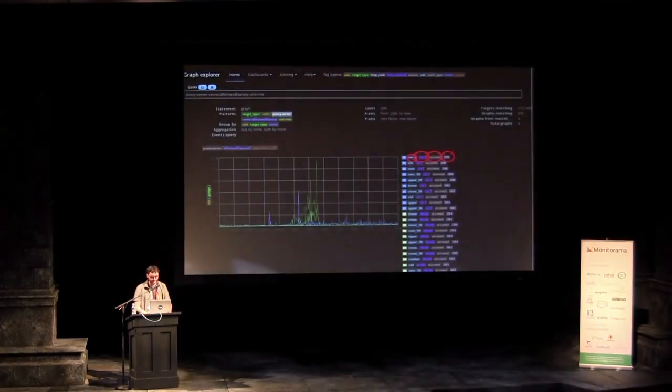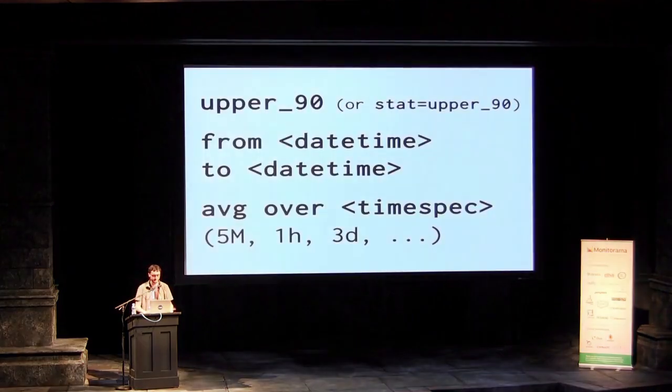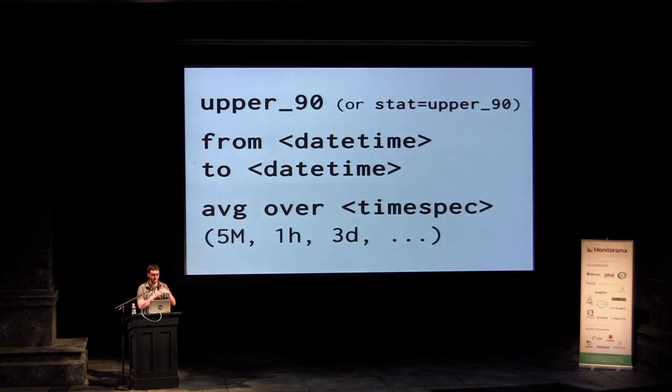So, at this point, you can start to understand the metrics you're getting and how you can make this more representable, more useful. For example, let's narrow this down by adding the word upper 90 to get all the upper 90 percentiles. We're also going to select a certain time range, from and to a time specification, which is comparable to what Graphite does.